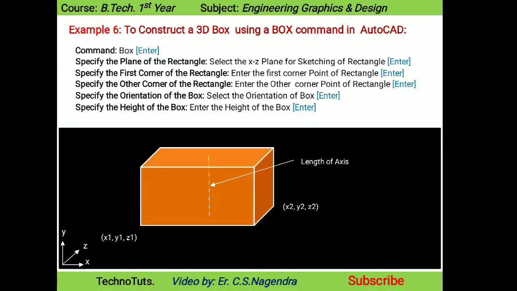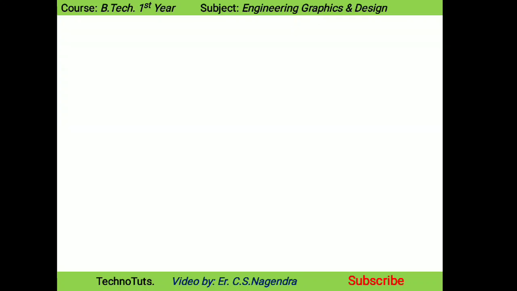You will see a box get constructed from the above side because we have considered the orientation of the above side. If you consider the orientation of the bottom side, the box gets constructed on the bottom side. Okay friends, got it? Okay, let us see another command, the cone command.